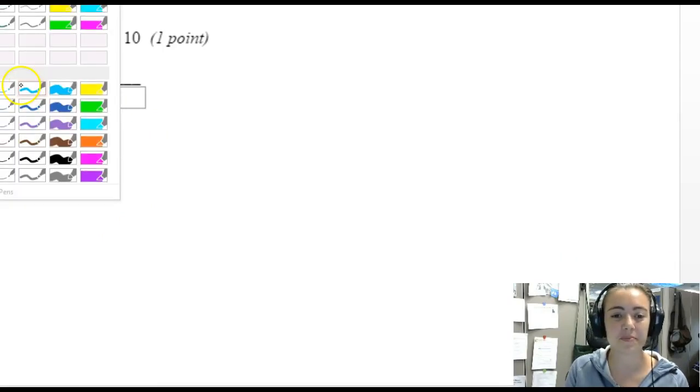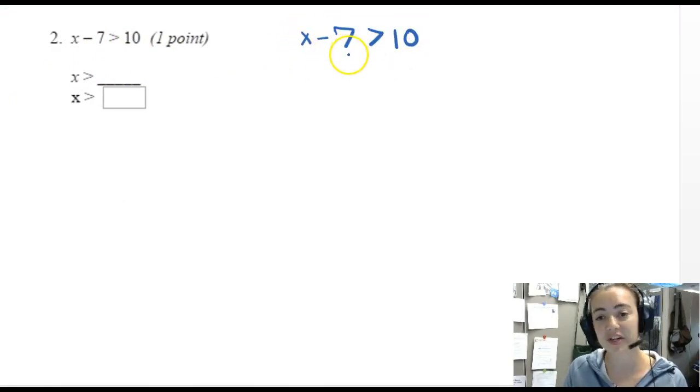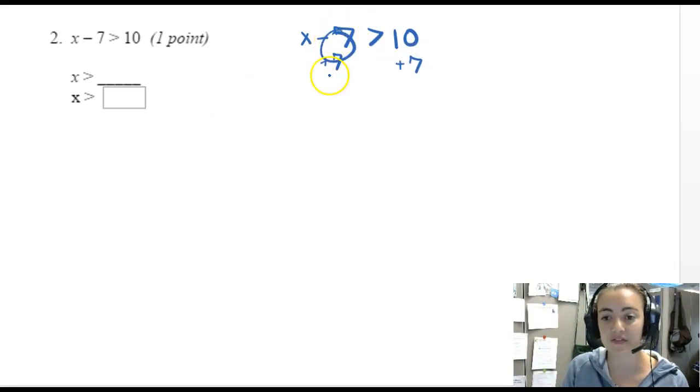For the second question here, we're just solving an inequality. So we have x minus 7 is greater than 10. Just like when you solve an equation, you're going to try to isolate the variable. The one important rule to remember is if you multiply or divide by a negative number, you got to flip the inequality symbol. So here, the inverse of subtracting 7 is adding 7. -7 plus 7 is 0, so we have x. 10 plus 7 is 17. And we did not multiply or divide by a negative number, so the inequality symbol stays the same. We have x is greater than 17.